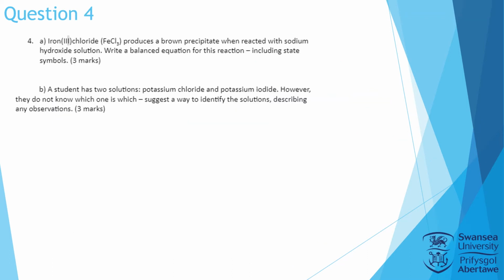Question 4, part A is about iron chloride, and the question wants you to write a balanced equation for the reaction between iron chloride and sodium hydroxide. So we start off with our reactants. We've got iron 3 chloride and sodium hydroxide. And then these are going to make sodium chloride and iron hydroxide. So like this. But balancing this equation is maybe not so straightforward to begin with.